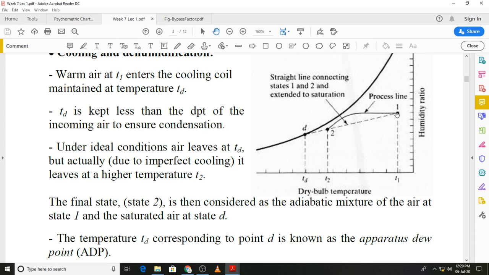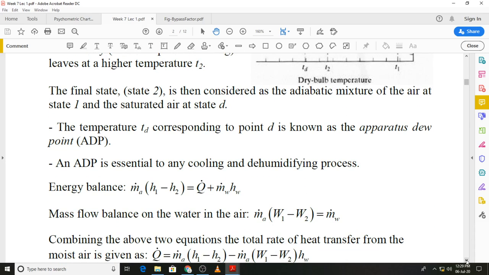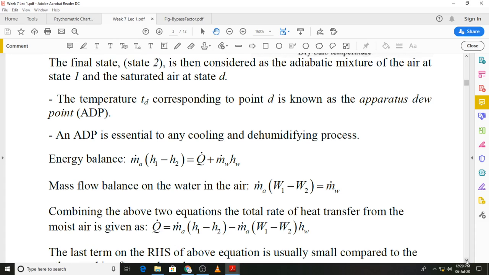The coil surface temperature is also referred to as the apparatus dew point, generally represented by the abbreviation ADP. And for a cooling and dehumidification process to occur, the apparatus dew point must exist.